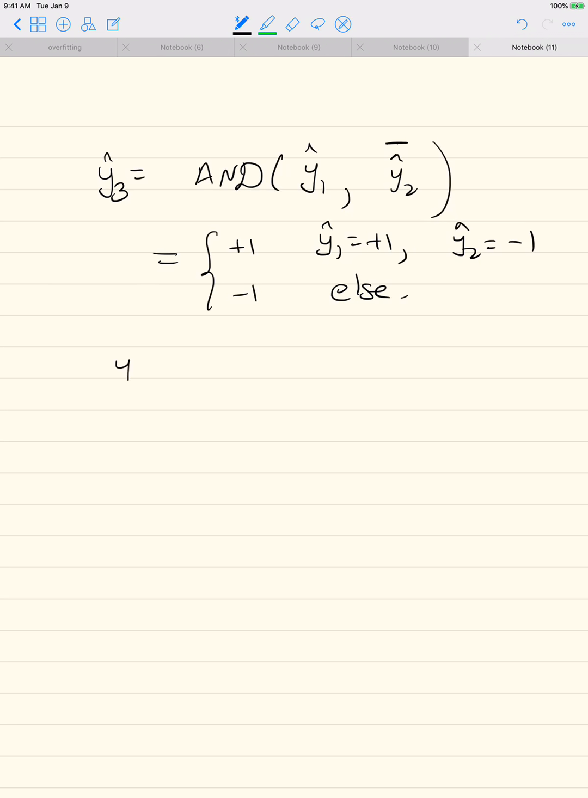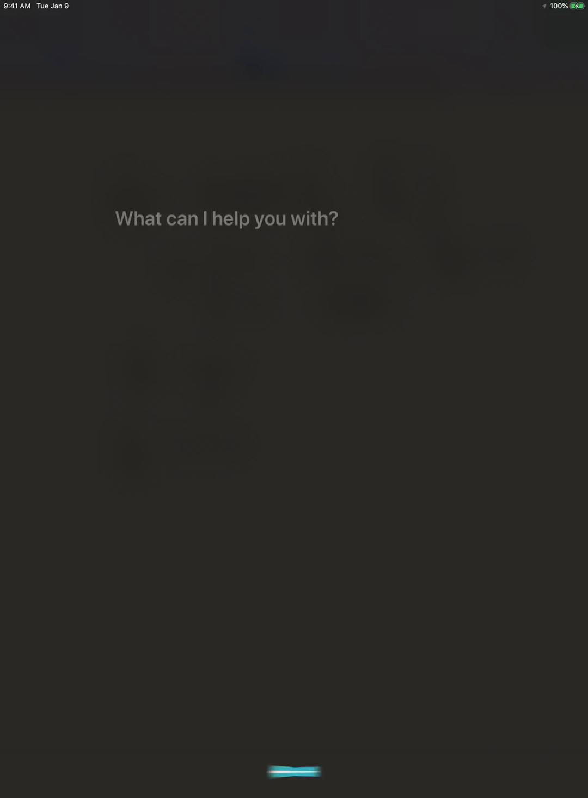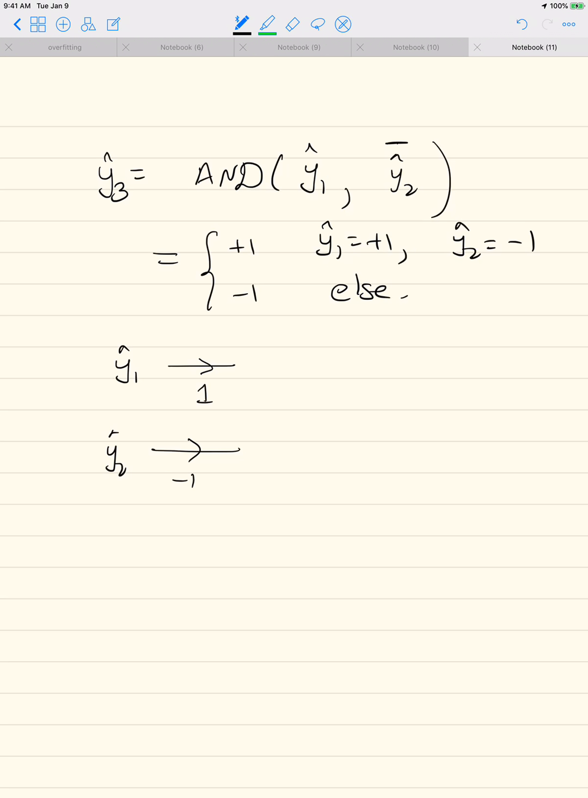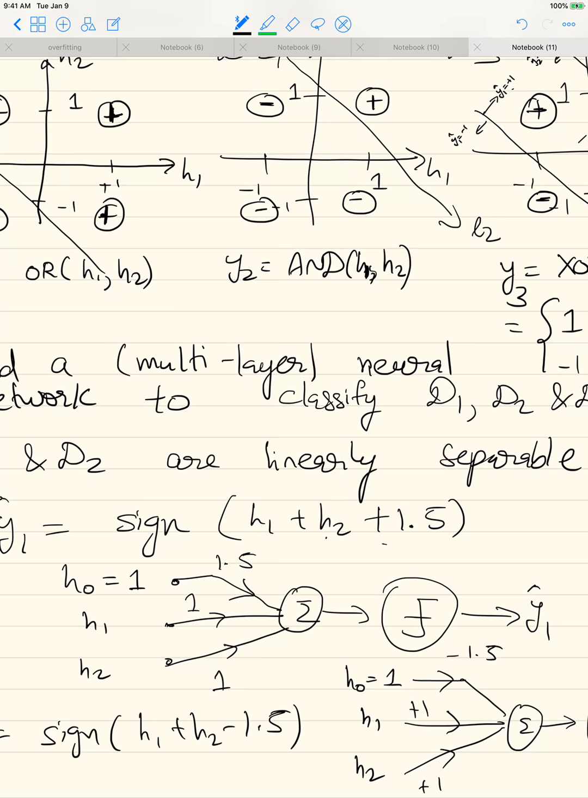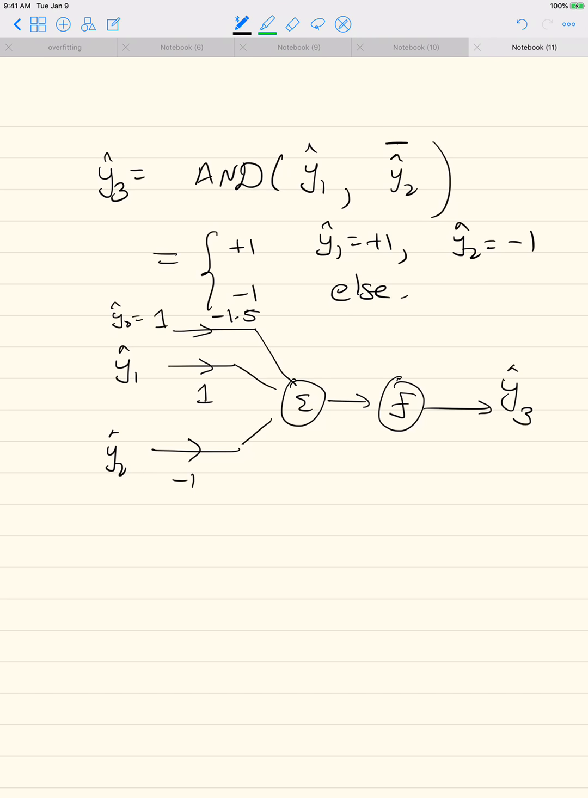If we have already implemented Y1 hat and Y2 hat, then our implementation will involve taking Y1 hat, multiplying it by plus 1, taking Y2 hat, multiplying it by minus 1, and summing them up. We need a bias term, so we'll have Y0 hat is 1. It's an AND function, so we multiply by minus 1.5. We sum it up, pass it through the sign function, and we get Y3 hat. Now we already know how Y1 hat and Y2 hat were implemented. They were implemented using single layer networks, so we can substitute for that.